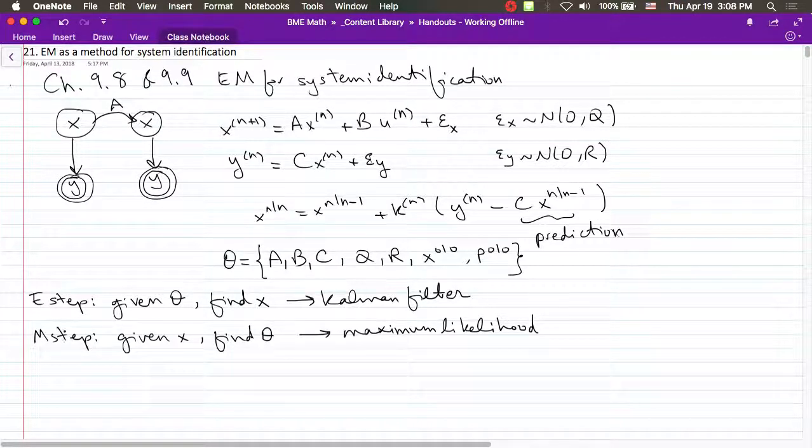And just to be clear, after I do the M step, you go back up and then you redo the E step, right? So you iterate until the thing converges. Okay, so look at these equations here. If you had x and y, can you find A, B, C, Q, and R? That's the problem.